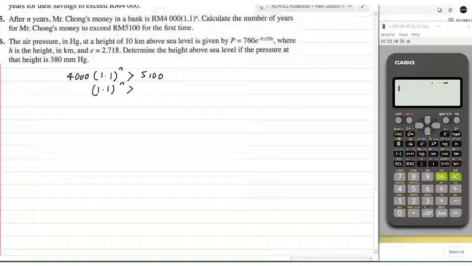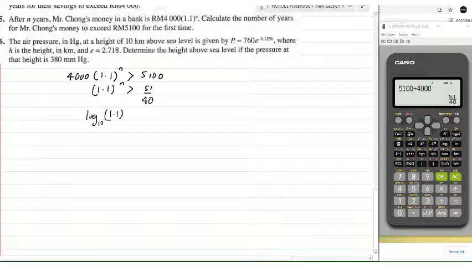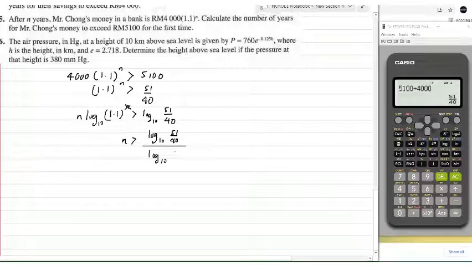5,100 divided by 4,000, that is 51 over 40. Okay, do it in logarithm form. Log 10 of 1.1 power n is more than log 10 of 51 over 40. Then n is put in front. We have n more than log 10 of 51 over 40 divided by log 10 of 1.1.